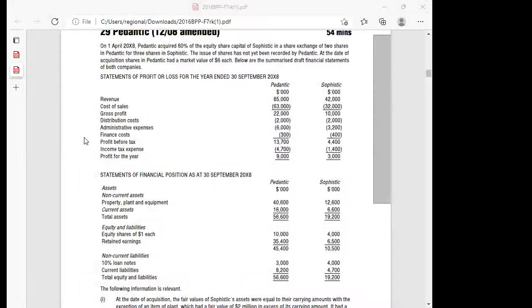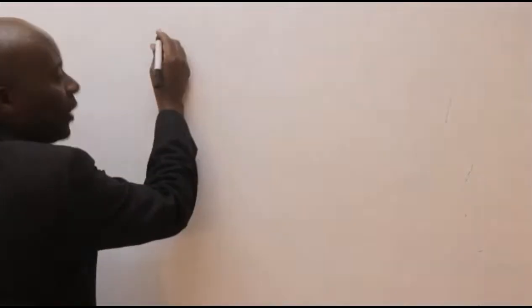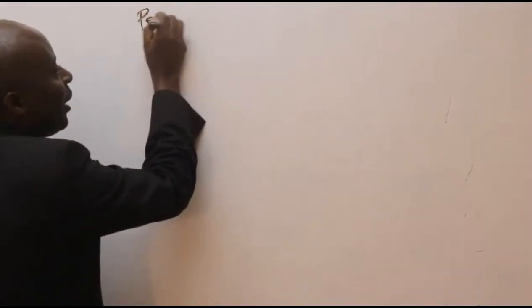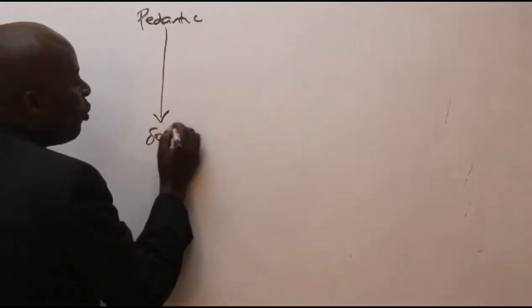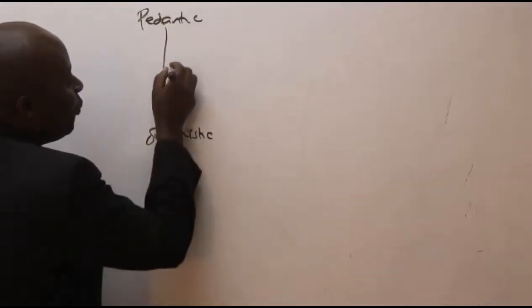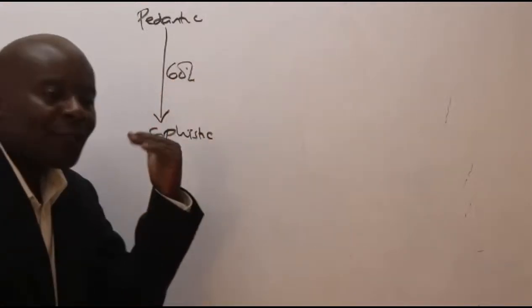So we are told here that on 1st of April 2008, Pedantic acquired 60% of the equity share capital of Sofistic in a share exchange of 2 shares in Pedantic for 3 shares in Sofistic. The issue of shares is not important to me. The thing there is that we have a company called Pedantic, which acquired 60% of Sofistic. 60% is quite a high percentage, unless we are told otherwise.